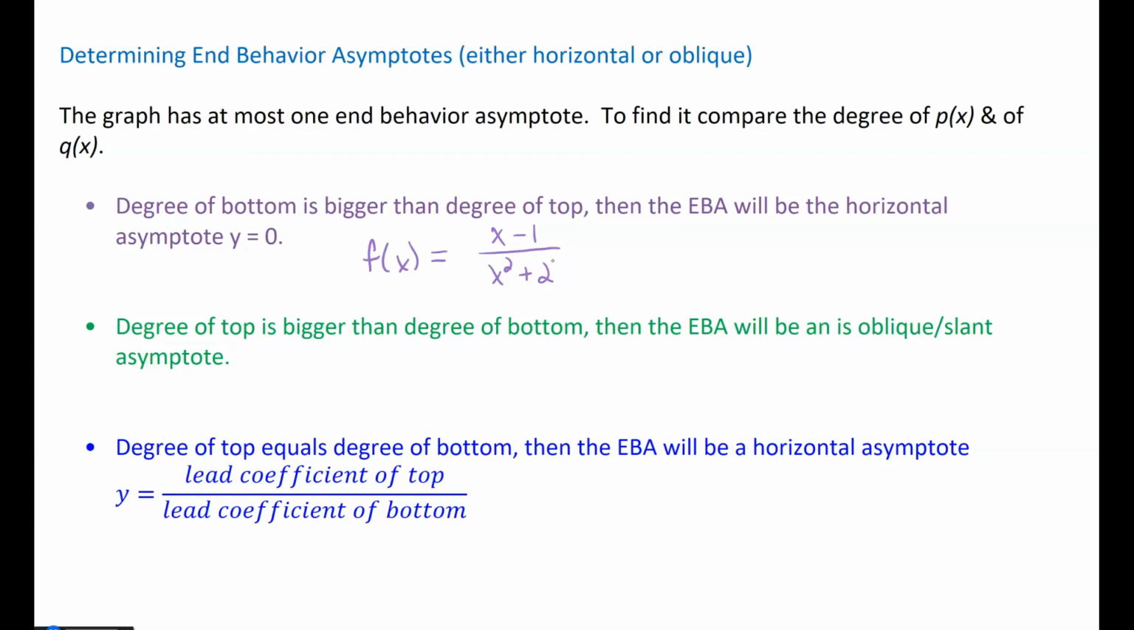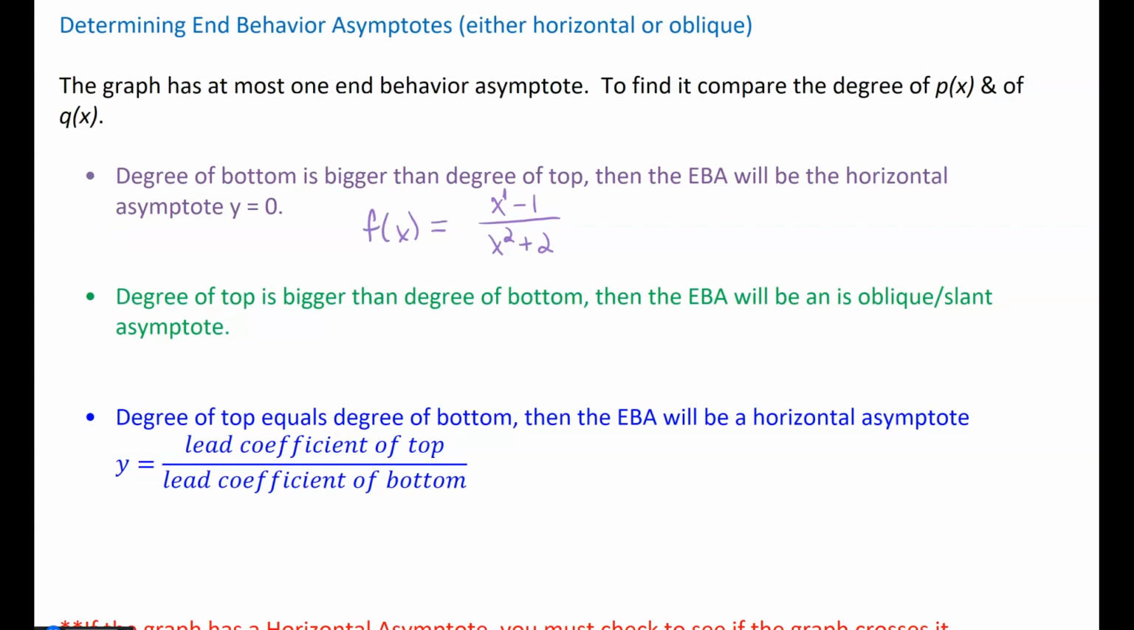In the numerator, we have a degree of 1 compared to, in the denominator, a degree of 2. Therefore, the degree of the denominator is bigger. This one is what I would call big on bottom, and I'll say more about that in a minute.